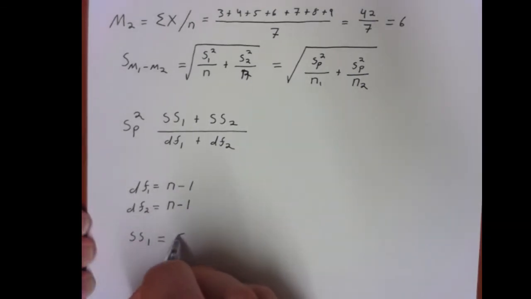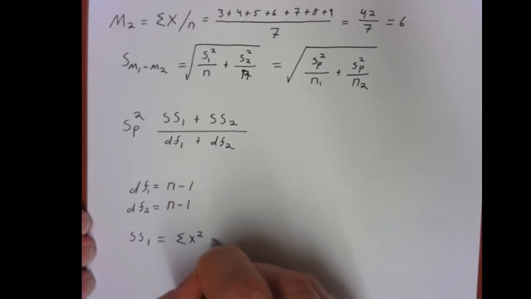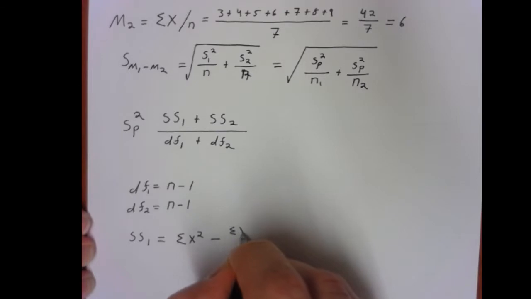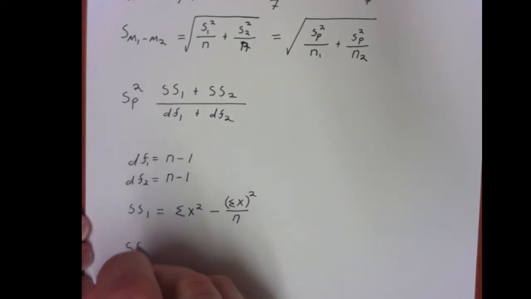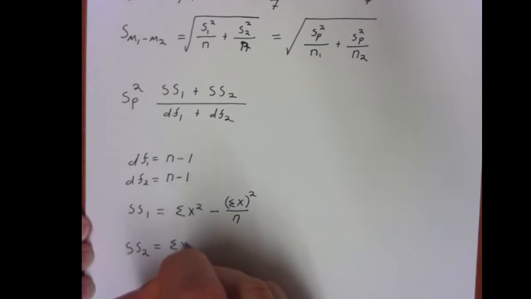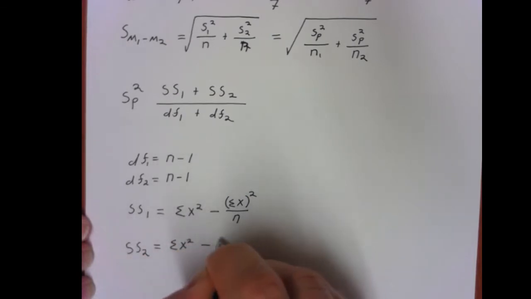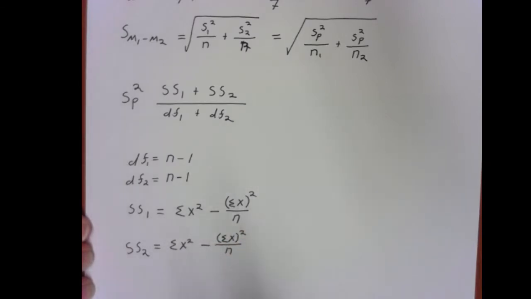Now the sum of squares gets a little more complex, because the sum of squares for group 1 is going to be the sum of all the squared scores in group 1 minus the sum of scores in group 1 squared divided by the sample size in group 1, and the sum of squares in group 2 is going to be equal to the sum of all the squared scores in that group minus the sum of scores squared divided by the sample size.